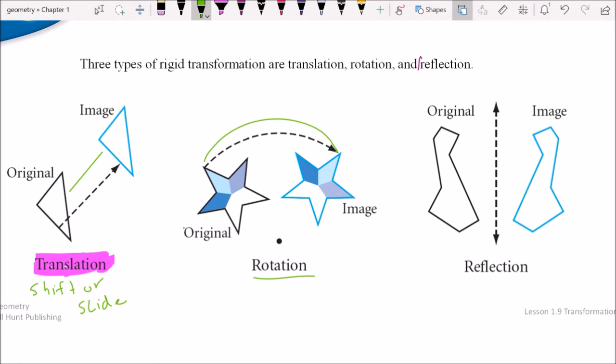And then the last one is a reflection. Some people like to call this mirroring or flipping the shape. Some people call it a flip. And so this shape was flipped over to there.